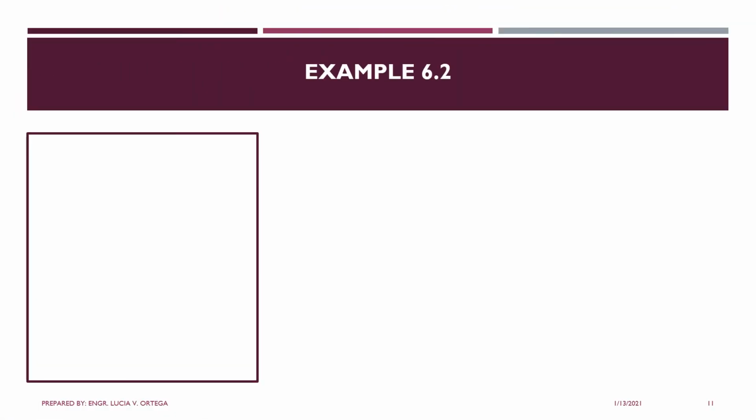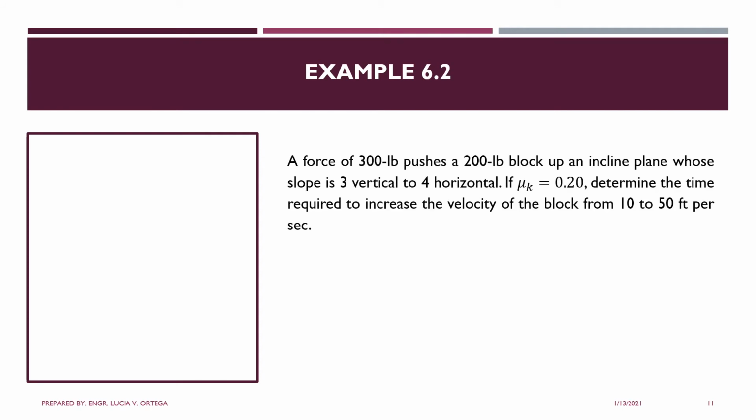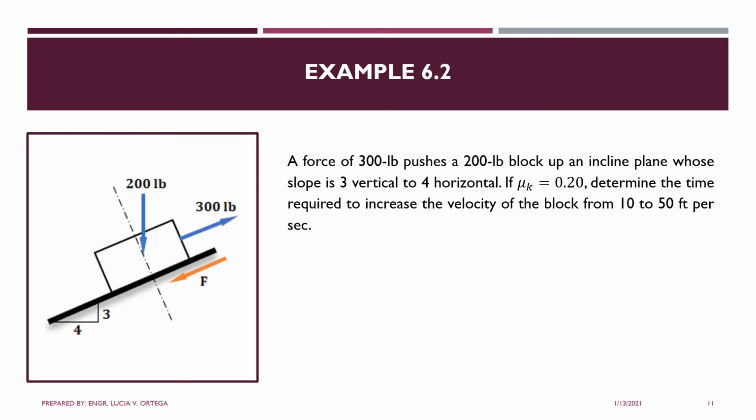Let's go to the next problem. A force of 300 pounds pushes a 200-pound block up an inclined plane whose slope is 3 vertical to 4 horizontal. So it's a 3, 4, 5 triangle. If the coefficient of kinetic friction is 0.2, determine the time required to increase the velocity of the block from 10 to 50 feet per second. So this time, the initial velocity is not equal to 0.